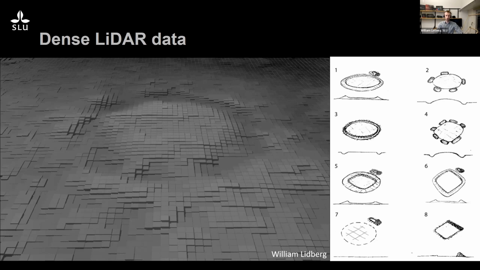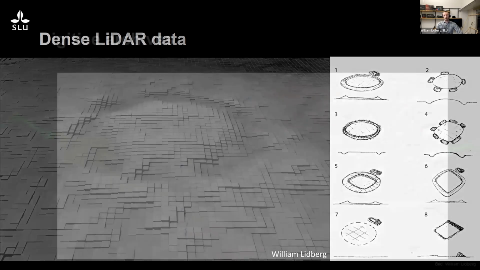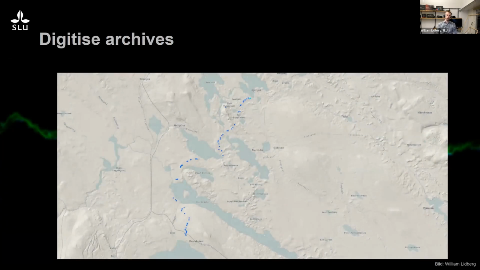This is a charcoal kiln, all the remains of one. We also have our other archives digitized. They are not perfect, so we have to go through each and every object and match them up with how they look in the LiDAR data, so they are in the correct order. But this is just a series of hunting pits across an area in northern Sweden.